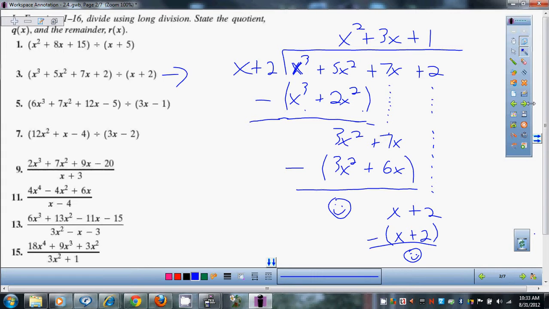Now you may be thinking, Mr. Crawford, you said this was going to take the place of factoring. How in the blue blazes does this have anything to do with what we've been doing? I'll show you.